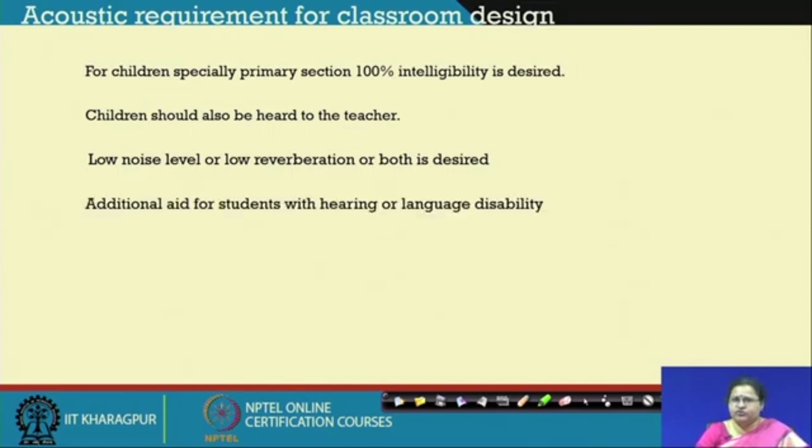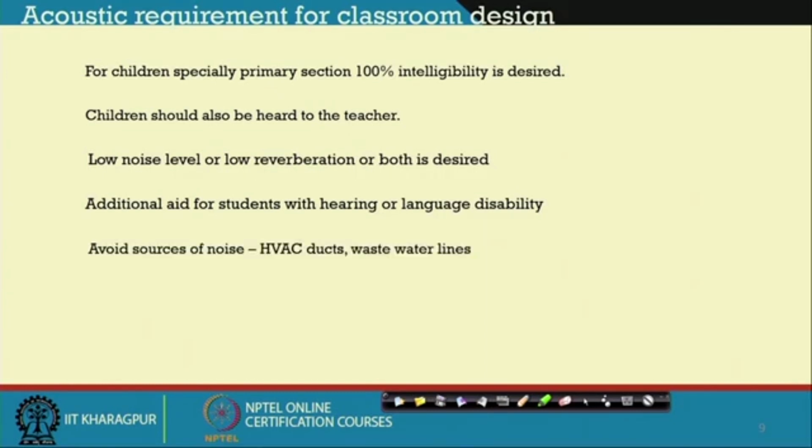Additional aids should be provided for students who have hearing problems or language disabilities, otherwise the purpose of the classroom gets lost. And source noises like the fans, the HVAC ducts, the wastewater lines, the rainwater ducts, which are an integral part of the design, we have to keep in mind as services. Those kinds of sounds should be avoided.